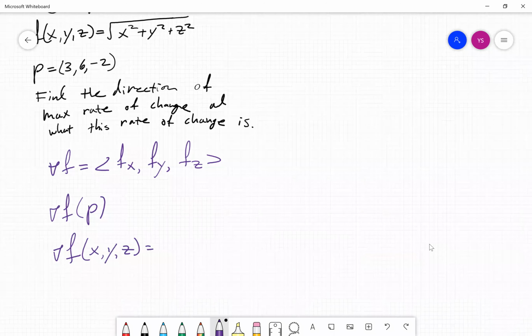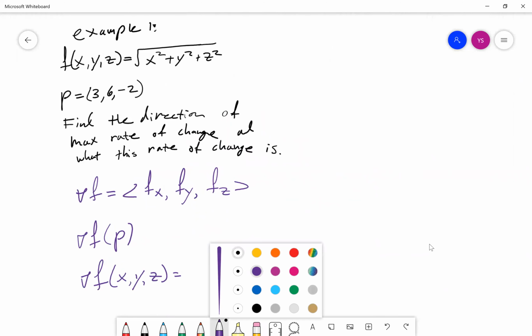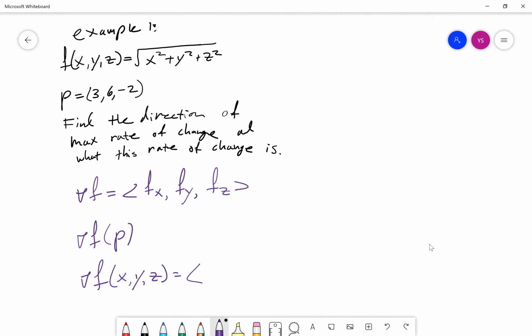So going to our equation, the partial with respect to x is going to be 1/2 over the square root of x squared plus y squared plus z squared, times the derivative of the thing inside with respect to x, which is 2x. So this 2 cancels with the 2 that comes out, and you get x up here. Any questions about this step so far?